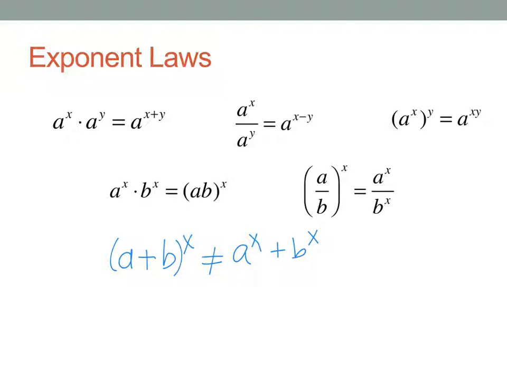You cannot have two things adding in brackets to the power of x and then just make them both go to the power of x and have them add separately. You cannot do that. It works with multiplication. It does not work with addition or subtraction. If you actually wanted to do that, what would you have to do? You'd have to expand it however many times. So if you had a plus b to the power of 2, you'd have to go a plus b times a plus b, and then do all your arrows and all that nonsense.